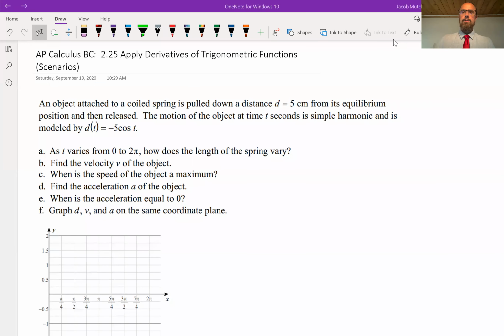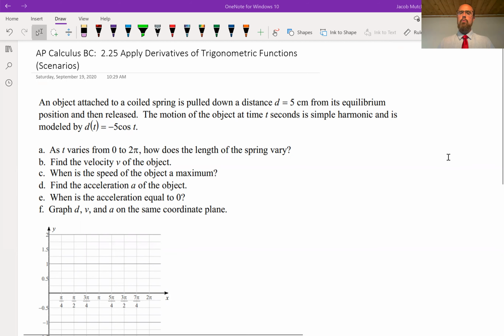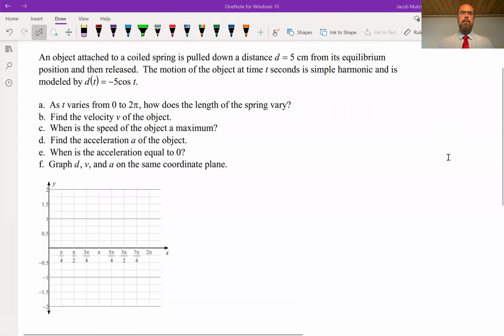Welcome to Calculus. Today we will investigate applying derivatives of trigonometric functions, focusing on the derivative connection among position, velocity, and acceleration in spring motion. So let's take a look at our one example. It does have 6 parts, so we'll begin here just by reading about this object.